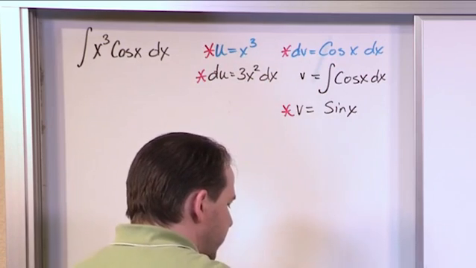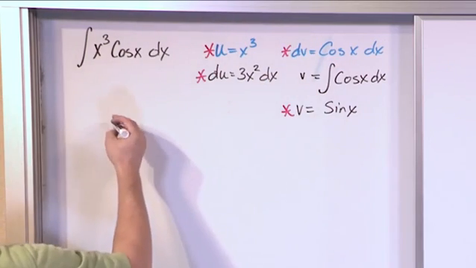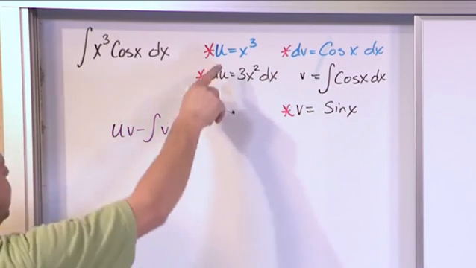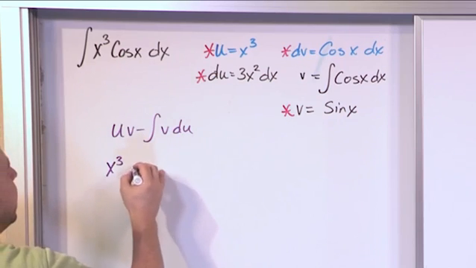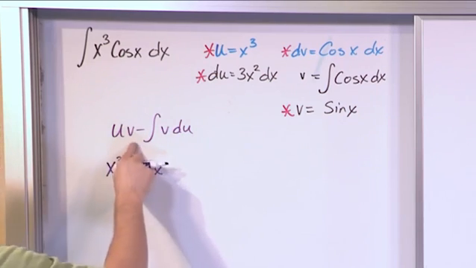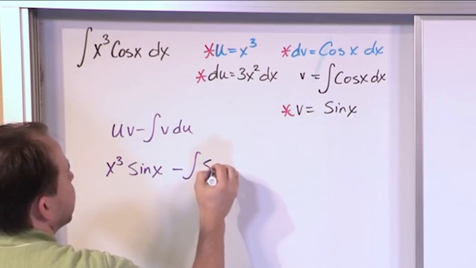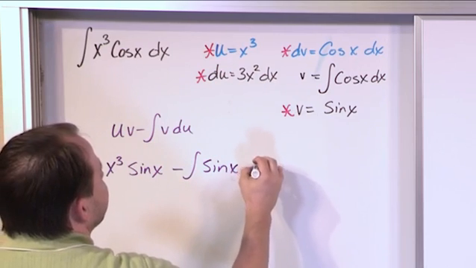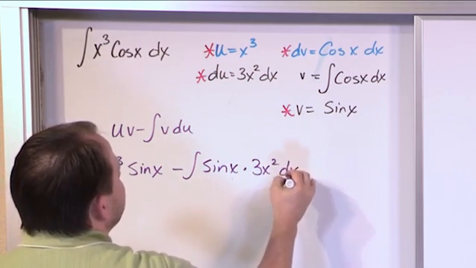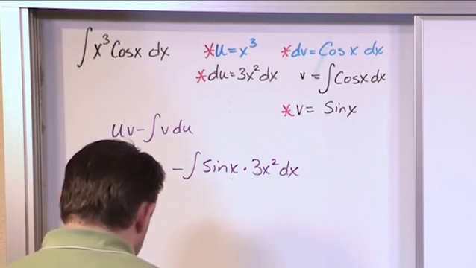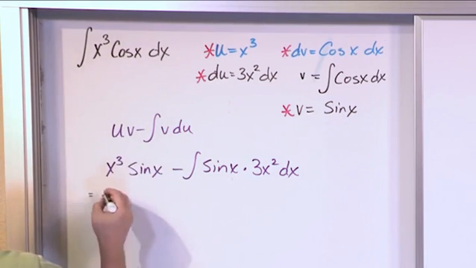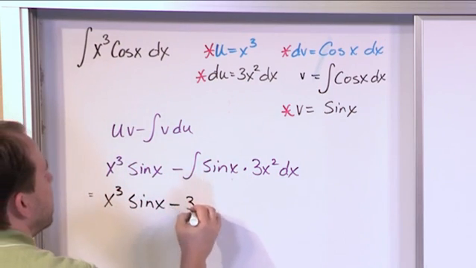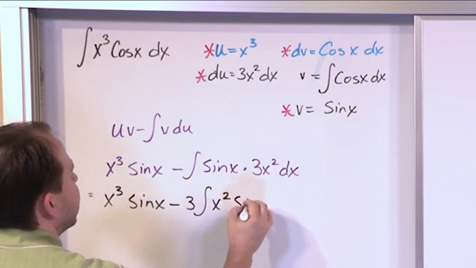So I can move along and go ahead and put this into uv minus the integral of v du. u is x cubed, v is sine of x. So u times v minus the integral of v, which is sine of x, times du, which is 3x squared dx. So I think you can see where this is going. What we have here is x cubed times the sine of x minus, the 3 could come out, but the integral is still going to be x squared times the sine of x dx.